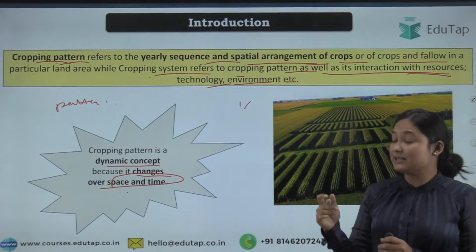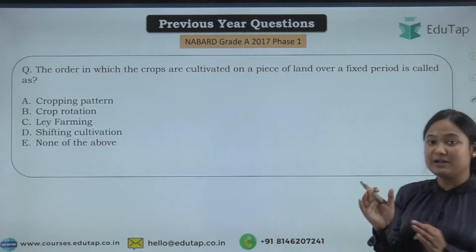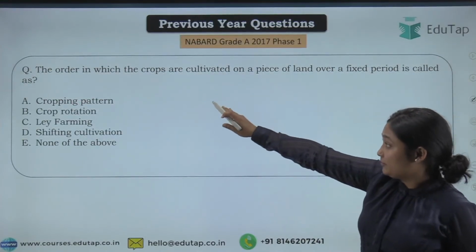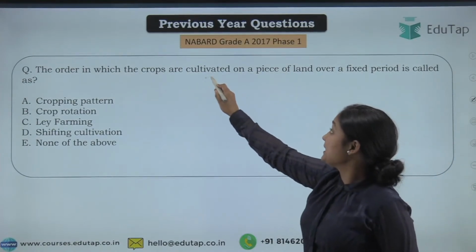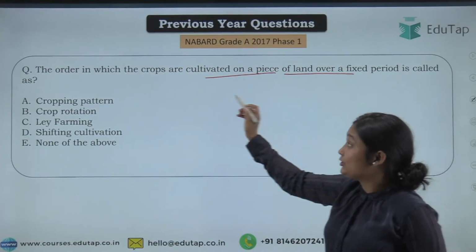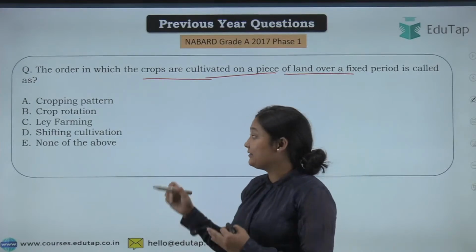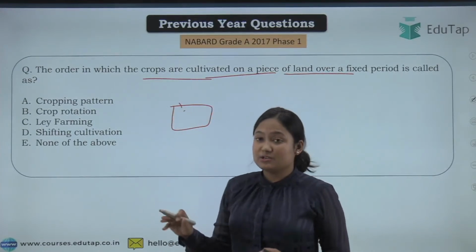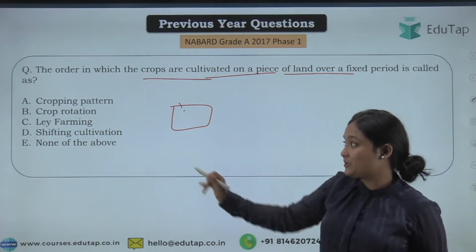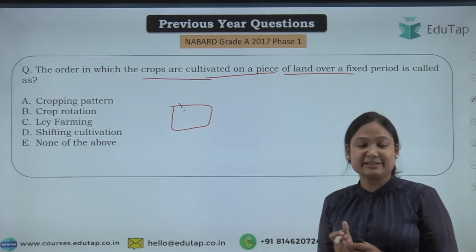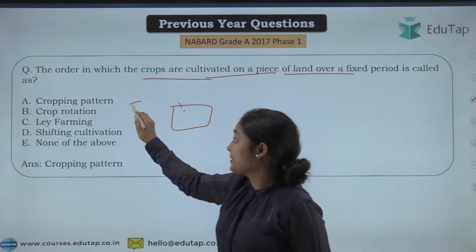So now let's discuss our PYQ again and try to answer it. The order in which the crops are cultivated in a piece of land. We are only talking about how our land is cultivated in a piece of land. So among all the options present, the correct answer will be, yes of course, very good, your cropping pattern.